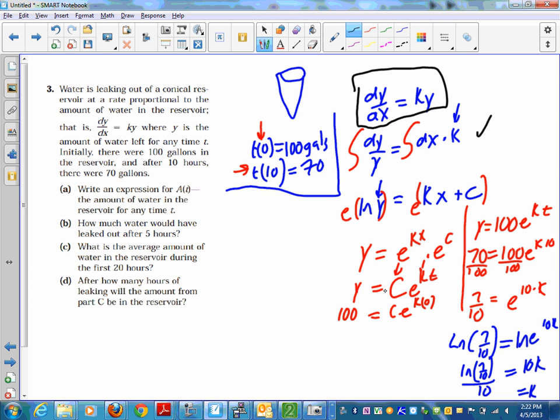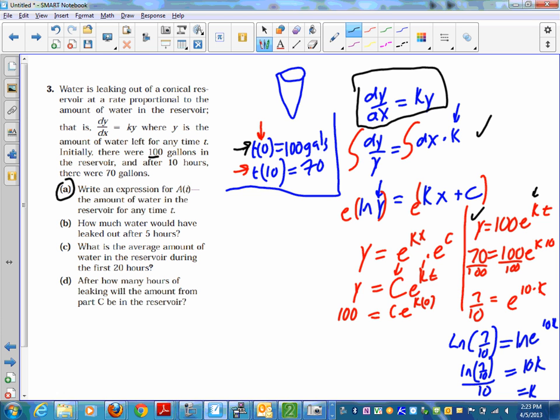And then from there we used our initial value of 100 gallons at time 0 right here to solve for the big constant. And so that took us over here to this part, and we had to solve for k. So we used the second condition, 10 hours and 70 gallons, and came up with a k value equal to the natural log of 7 over 10 divided by 10. So we took care of part A.